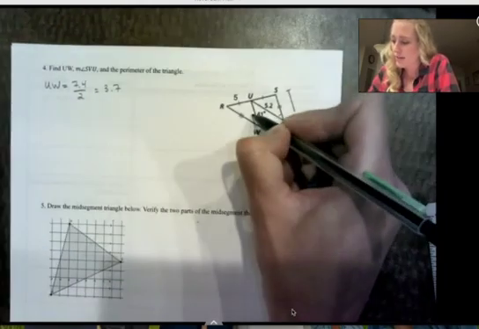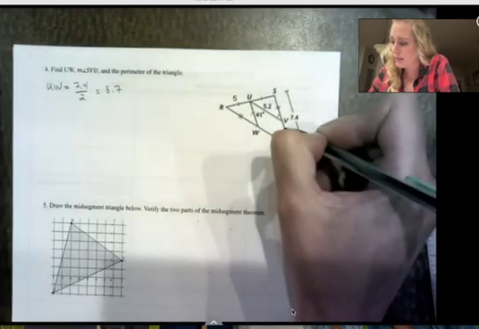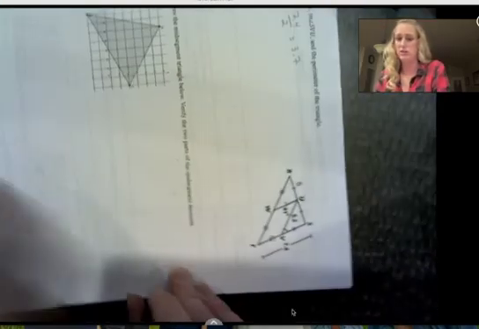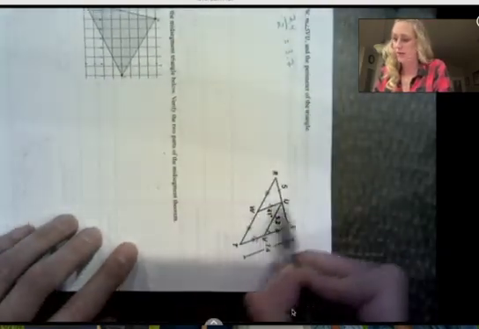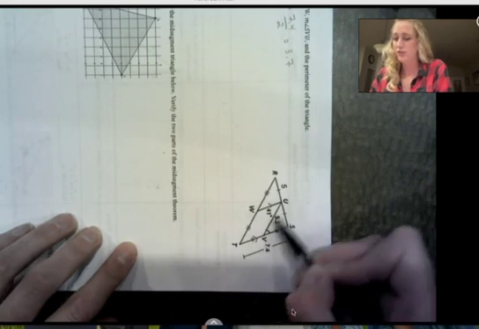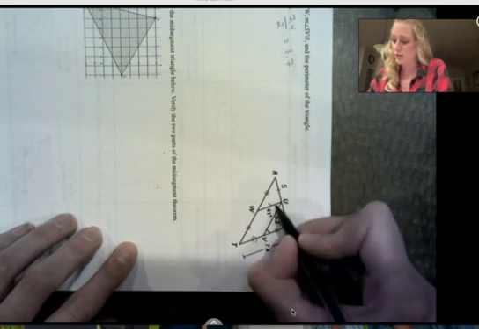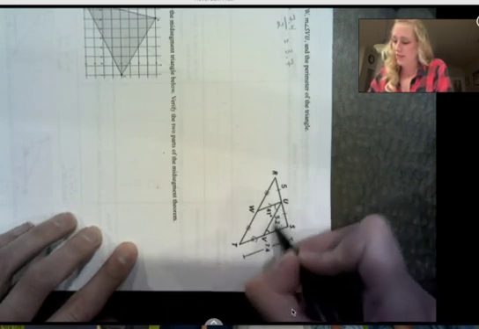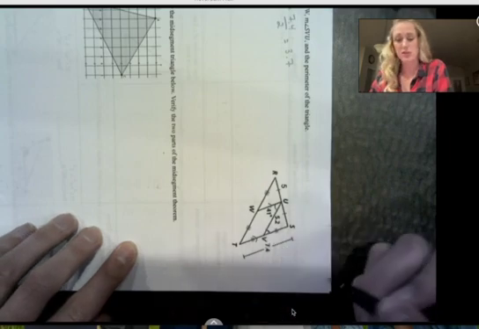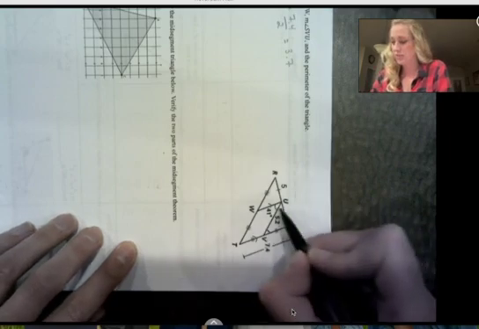Well, I know that this midsegment is parallel to this side. So I'm actually going to turn it this way for just a second. You guys can still see here. All right, so parallel lines, transversal. So this angle is 41, and this angle must be equivalent to this angle because they're alternate interior angles. So if this is 41, this angle is also 41.